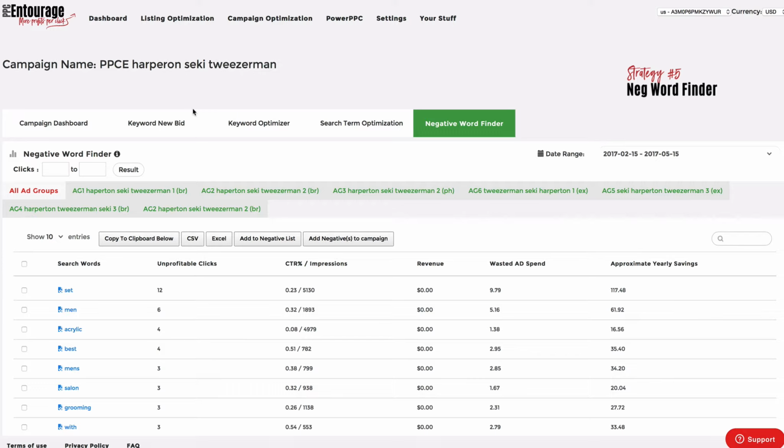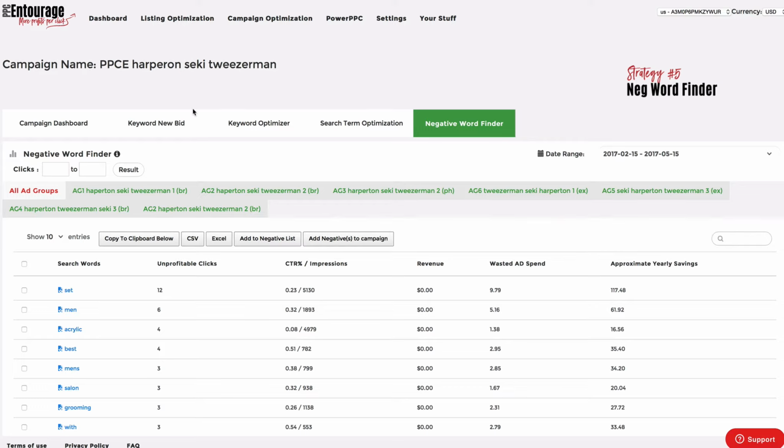Every time the word jumbo came up in any one of his search terms, he was losing a lot of money. And he wanted a way to find out the individual words that, when connected to a search term and somebody searched for it, they typically lost money on that word. And negative word finder is a way to do that.